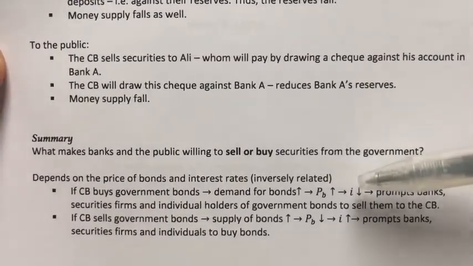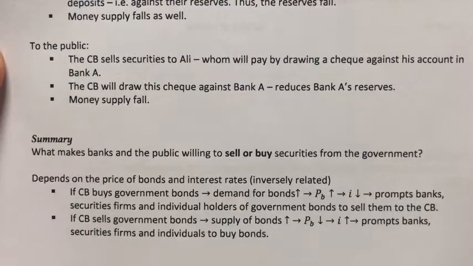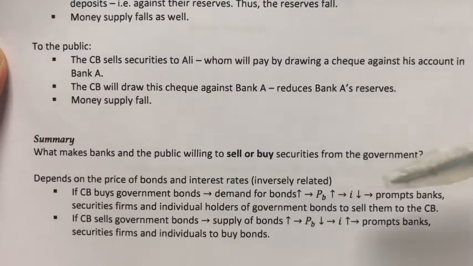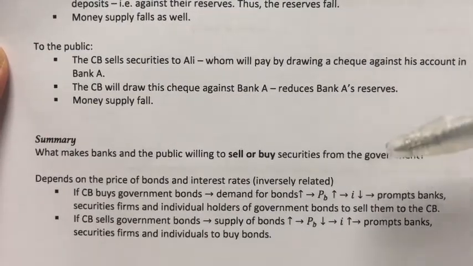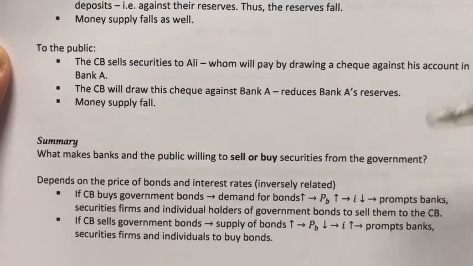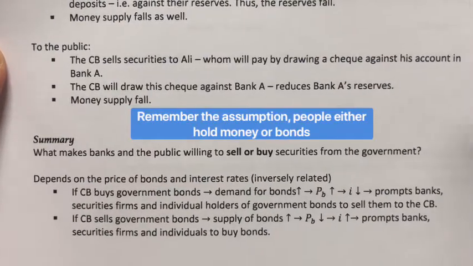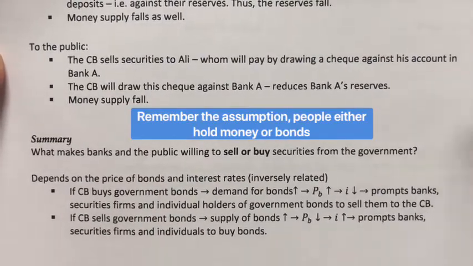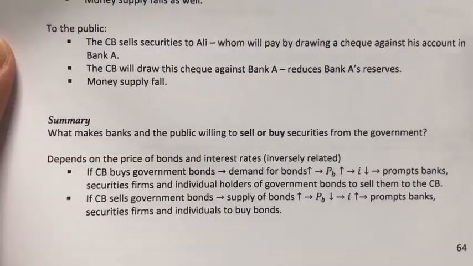Now, a fall in interest rate would indicate that it's cheaper to hold money, right? Because interest rate is the price of money. So when it's cheaper to hold money, people want to hold more money instead of bonds. That is why they are prompted or encouraged to sell their bonds.